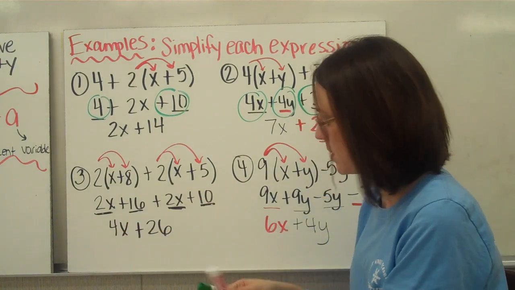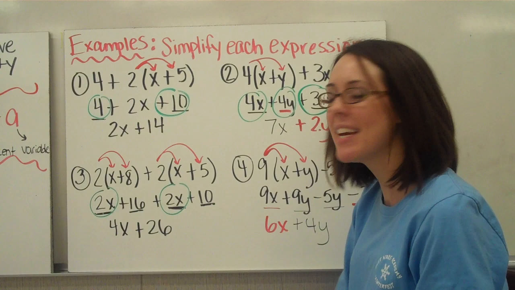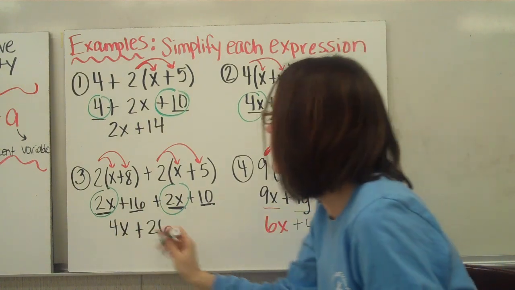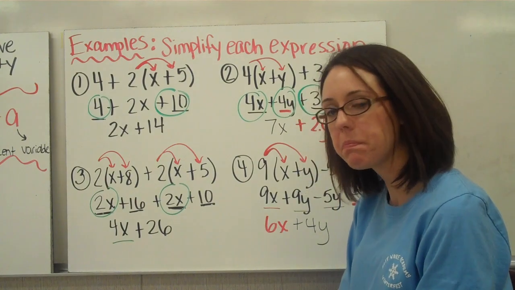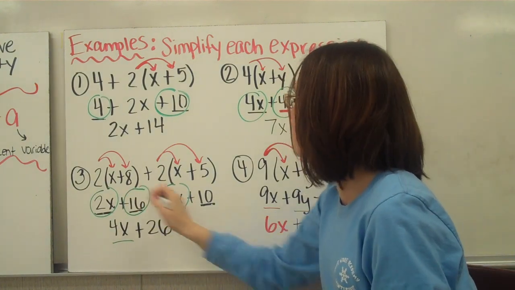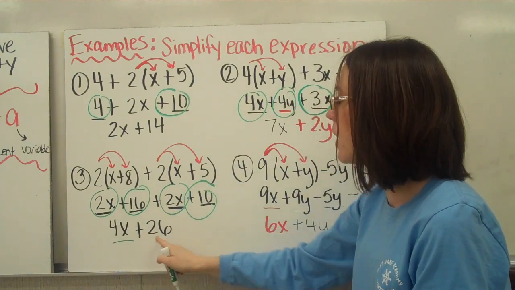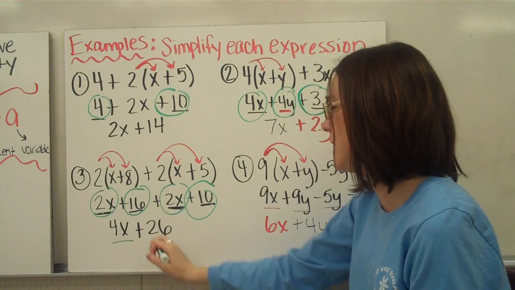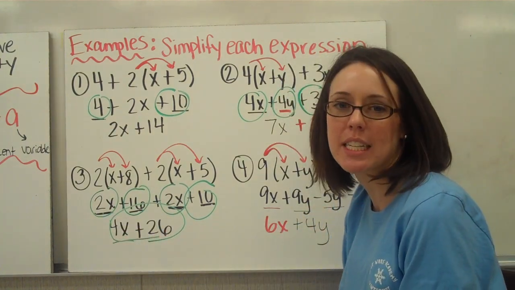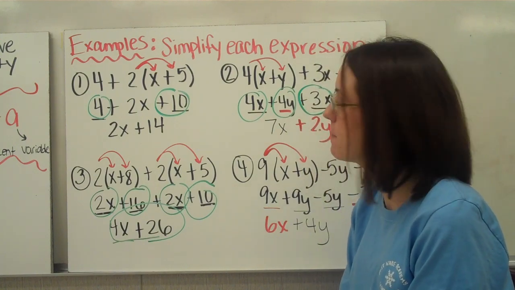Look for like terms. We have a 2x and a 2x. What is 2x plus 2x? Well, 2 plus 2 gives us a 4x. Now we're left with 16 and a plus 10. So what is positive 16 plus 10 more? That's going to give us a positive 26. Our final answer is 4x plus 26. Why can we not combine those? Because they're not like terms.